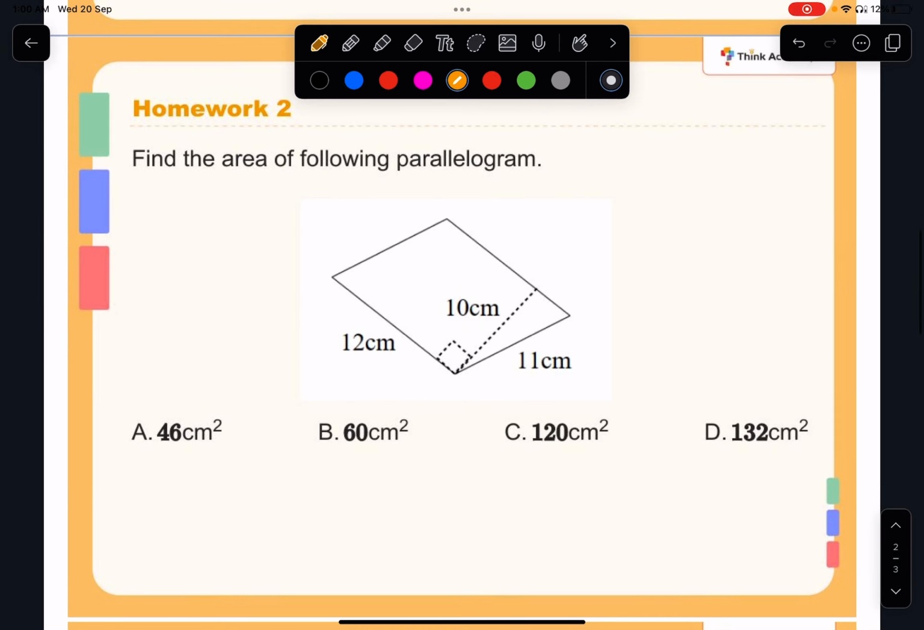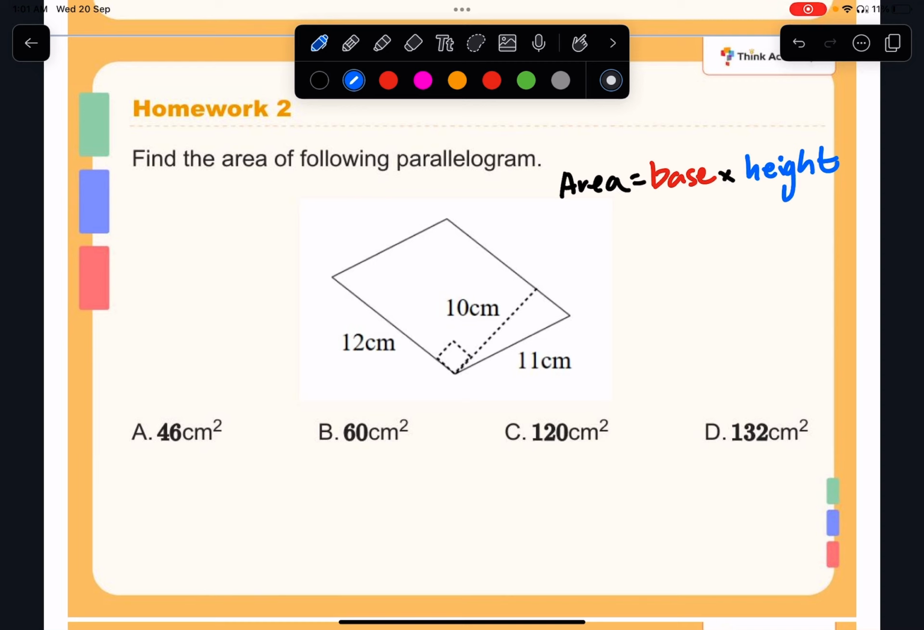Find the area of the following parallelogram. So this is a parallelogram. What is the area formula? The area formula equals the base times the height, right? The base times the height. So if you can find out where the base and the height are, then you just have to do the multiplication, and you will find out the area.